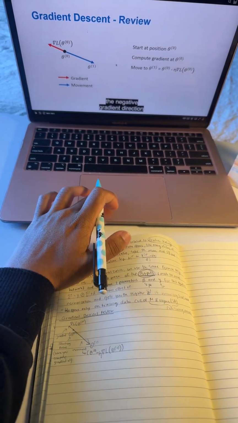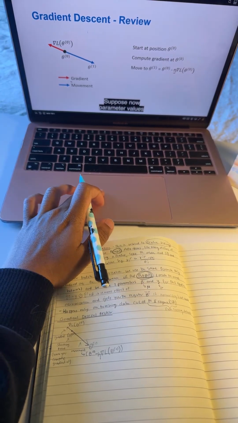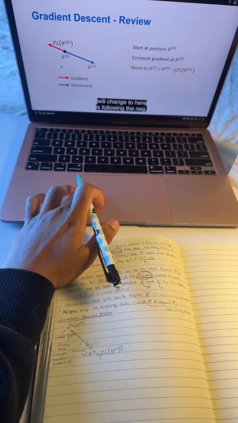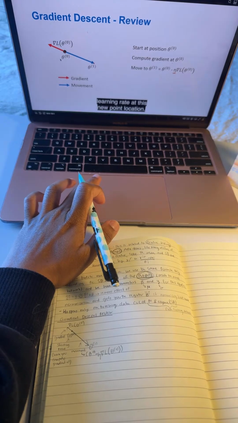And given some learning rate, suppose now the parameter values will change to here. But this is along the negative gradient direction with some parameter.